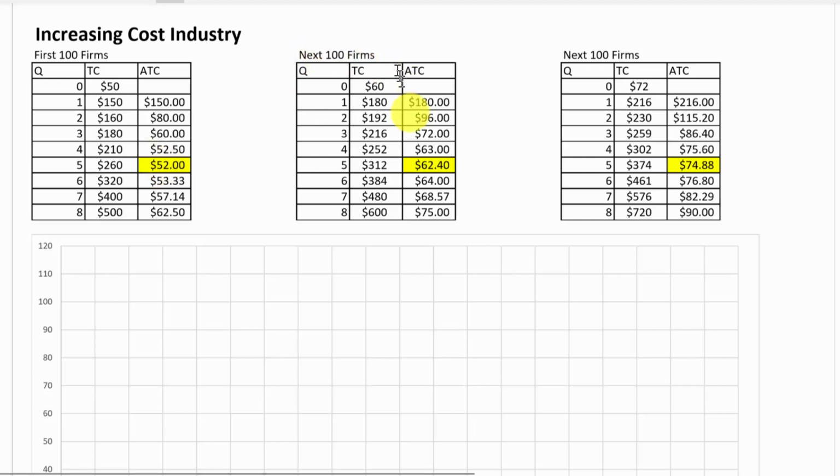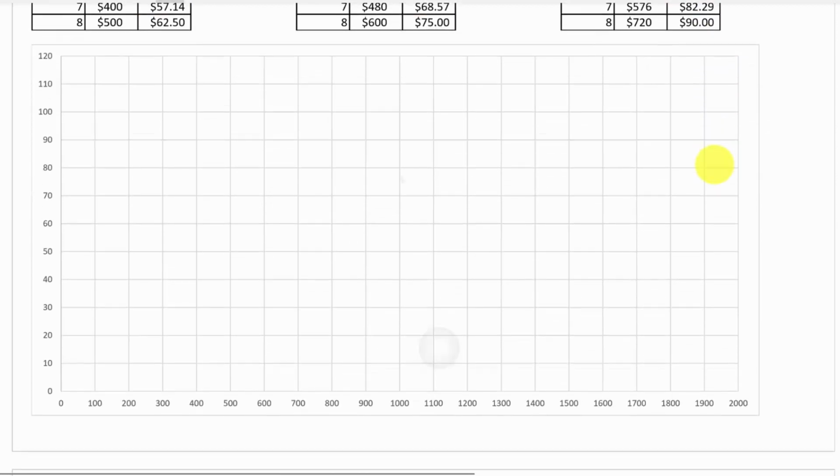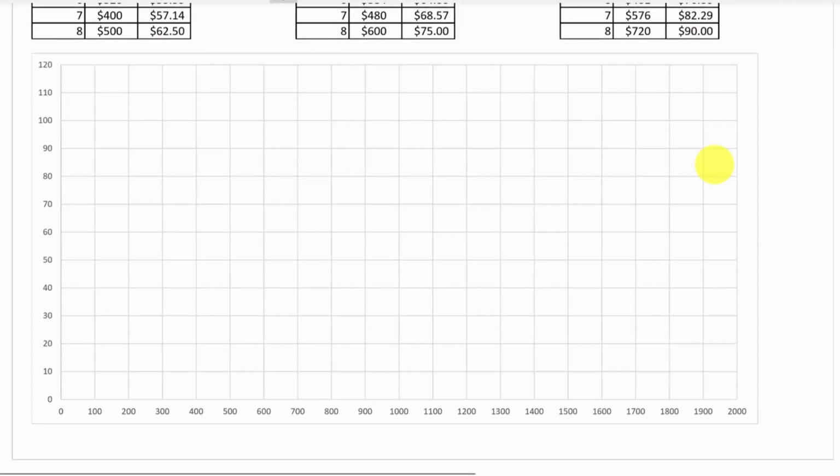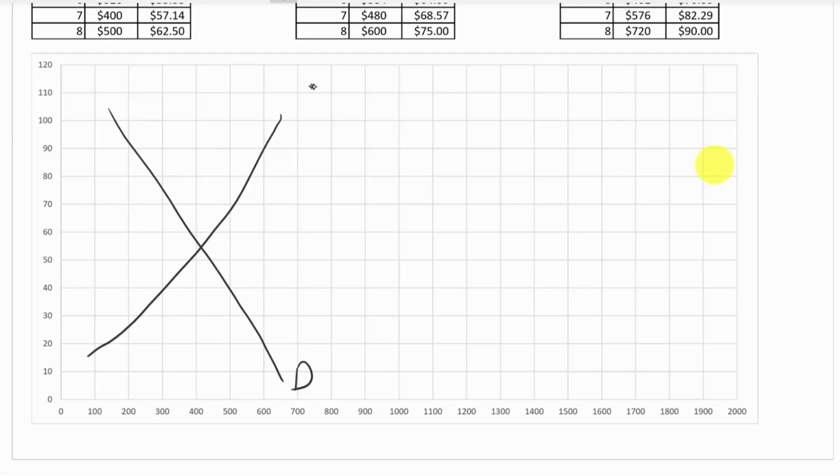So here, the next 100 firms find that their total costs and average total cost, or cost per unit, are higher. $62.40 is the minimum for these next firms coming in. And then these older firms that have been there, maybe their costs are still low. And then the next 100 firms after them, maybe their average total costs are even higher. So what does this imply? Well, it implies that if this industry is only producing a small amount of output, demand is low, here's our supply curve, maybe that equilibrium price could be $52. And all the firms are breaking even.